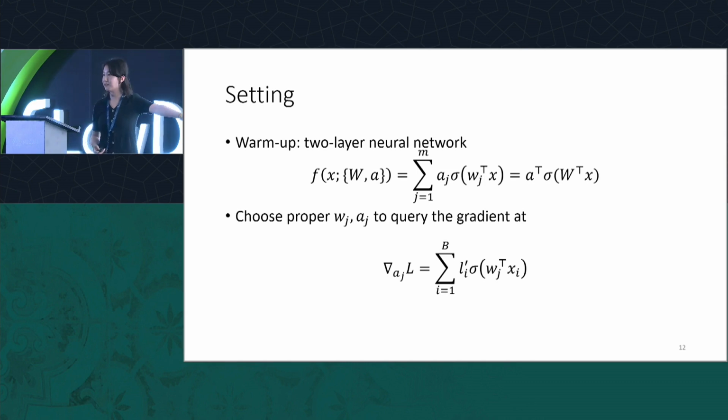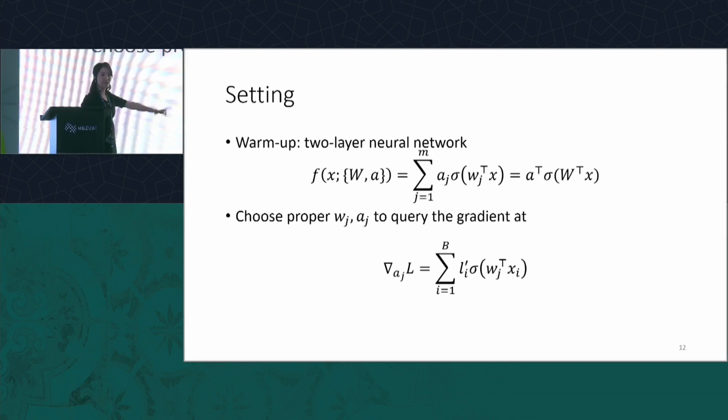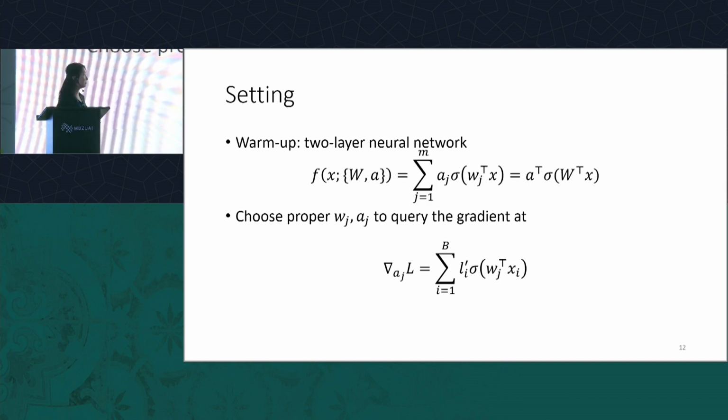Okay, this is a very common setting for any deep learning theory work. The difference is that previously many people wanted to learn the weights, learn W or A from the data, but now we want to learn X from the gradient. So it is sort of a dual problem.